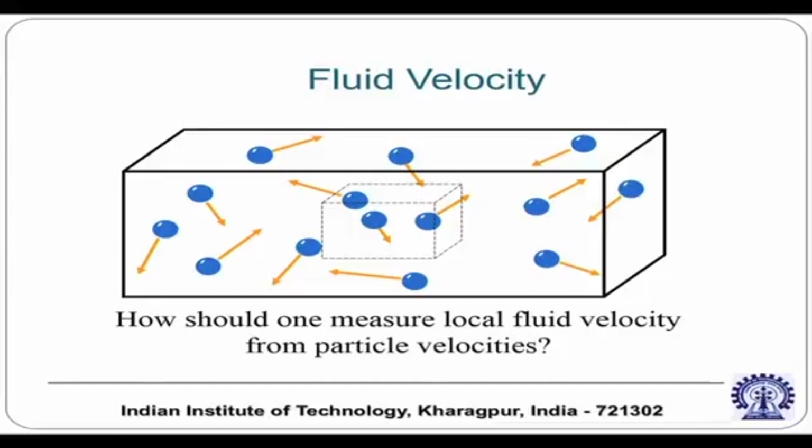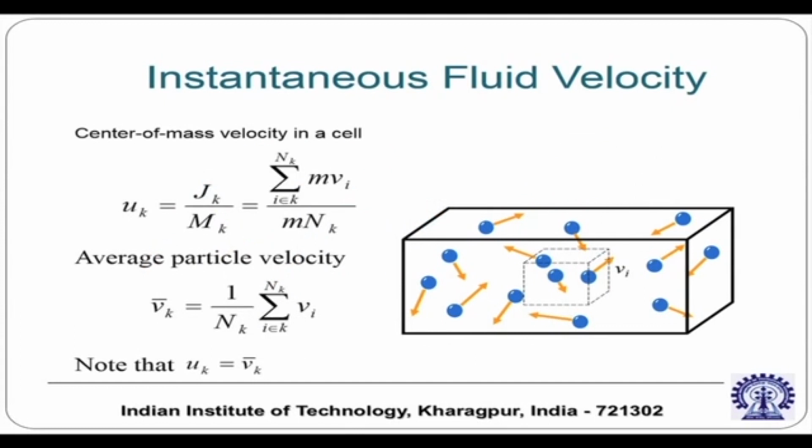So this leads to the conceptual paradigm: how should one measure local fluid velocities from particle velocities, because in molecular dynamics you will get molecular information. Now how do you synthesize the local fluid velocity from the particle-based information? So you can calculate the center of mass velocity in a cell. So you have a cellular approach, and you can have an average particle velocity. The center of mass velocity in the cell is based on a compartmentalized concept, like the semester-wise breakup type of thing.